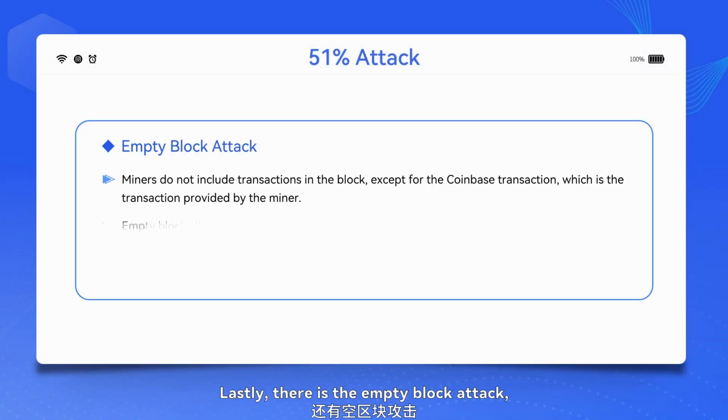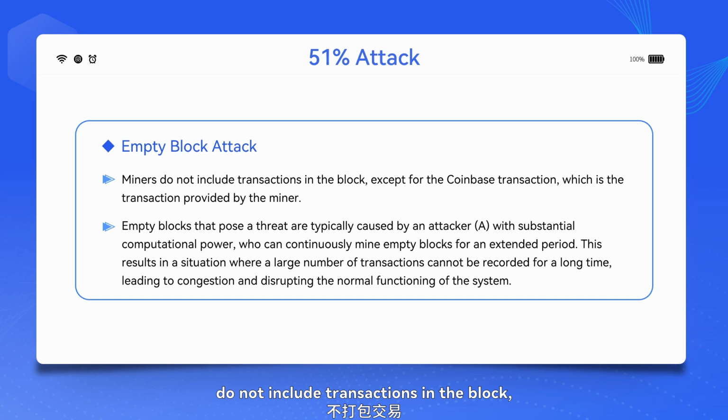Lastly, there is the empty block attack, where miners do not include transactions in the block, except for the Coinbase transaction, which is the transaction provided by the miner.